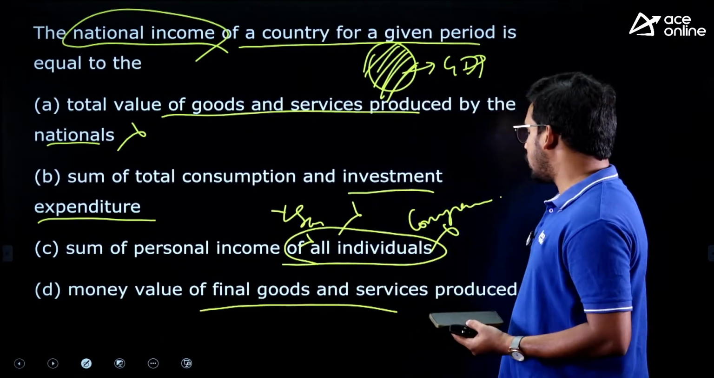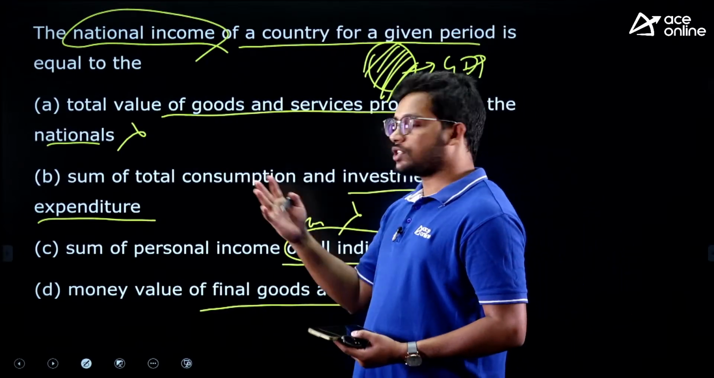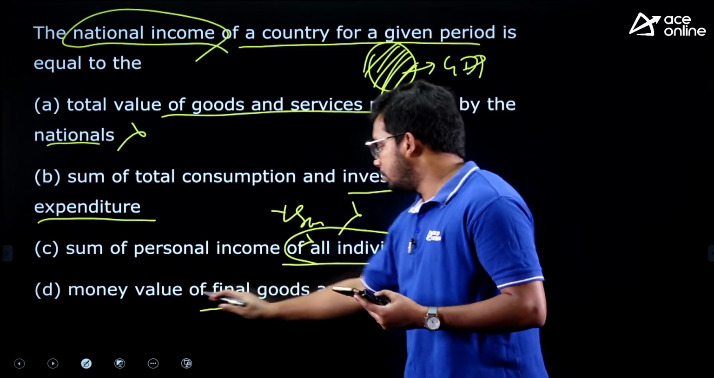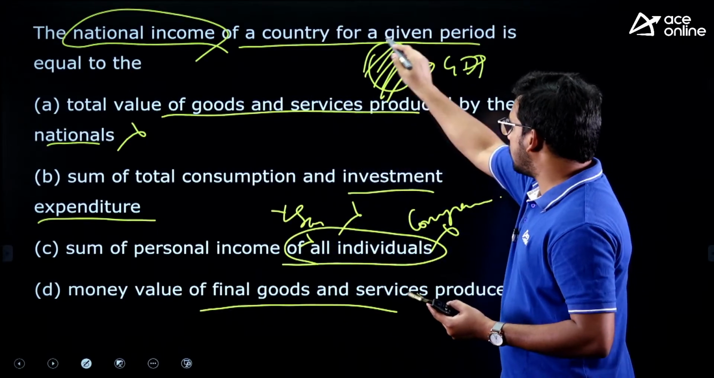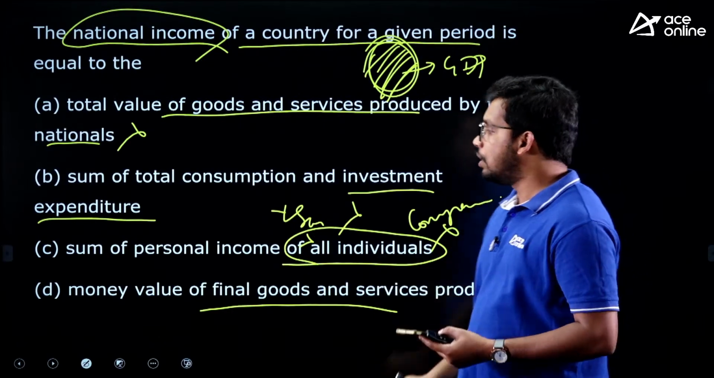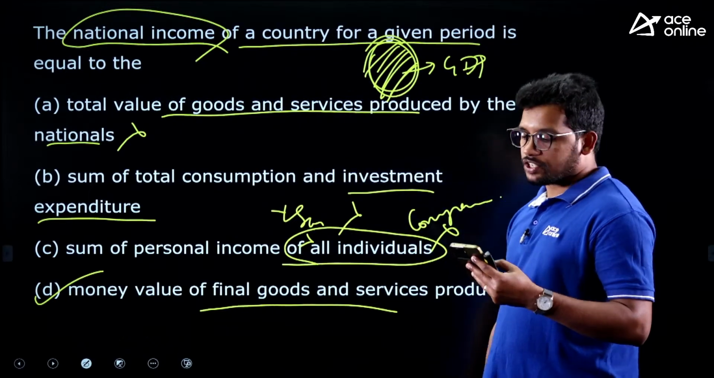Money value of final goods and services produced. This is the correct answer. Total goods and services produced in our economy, in the total territory, the value of the total final goods and services produced, is called the GDP. That is also called national income.